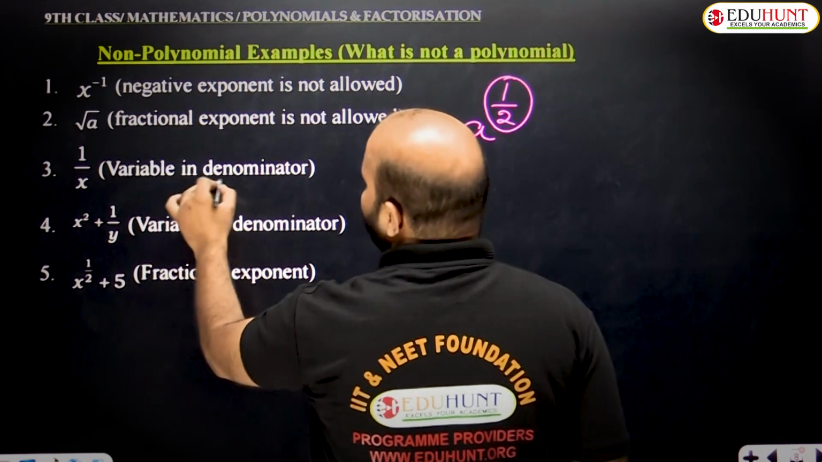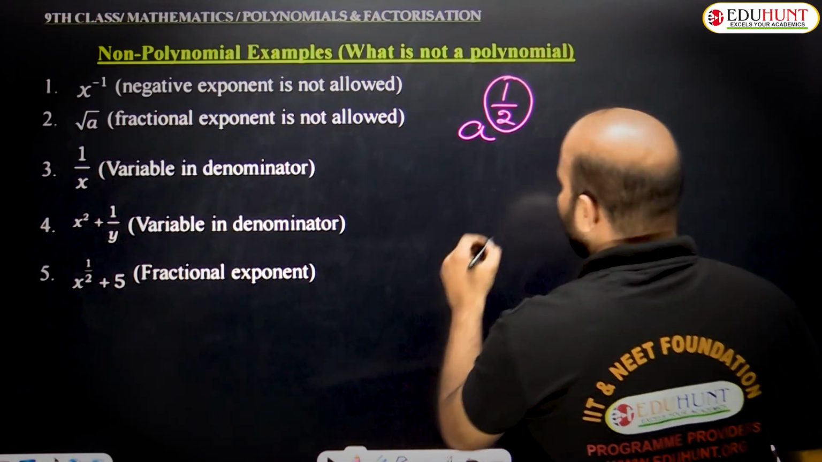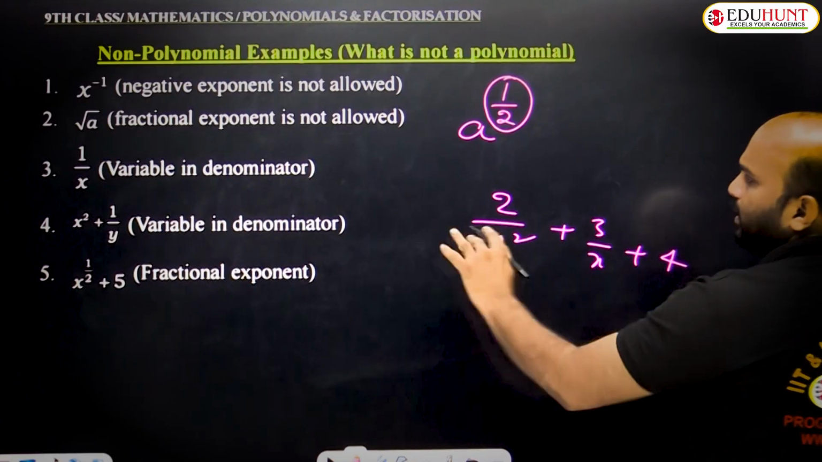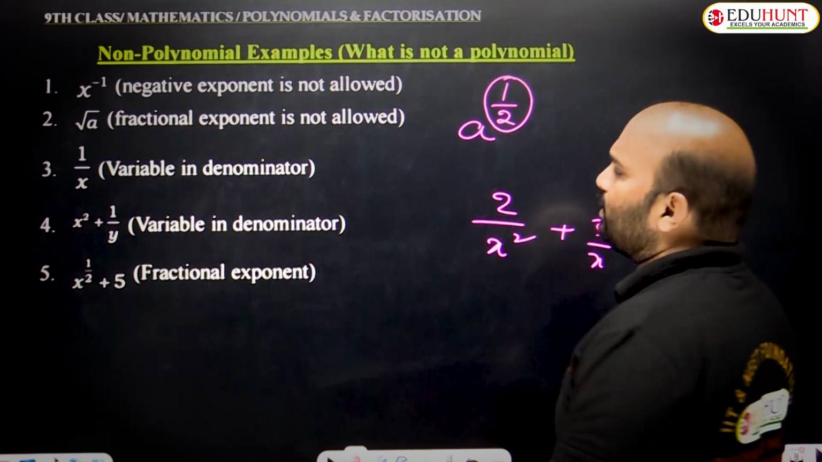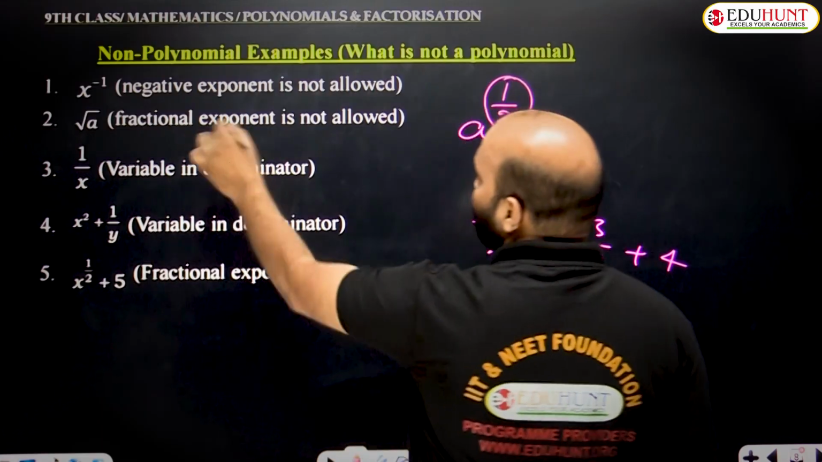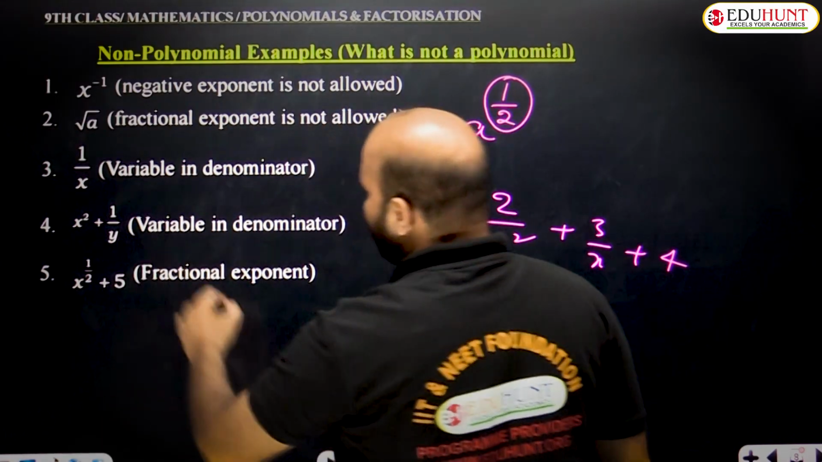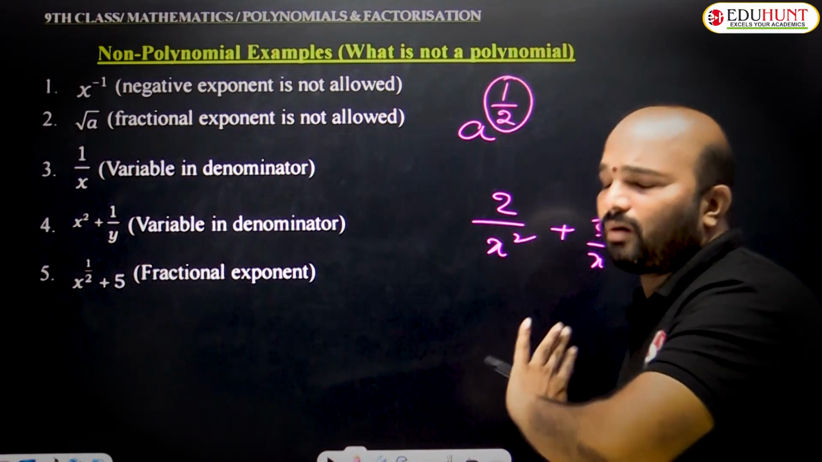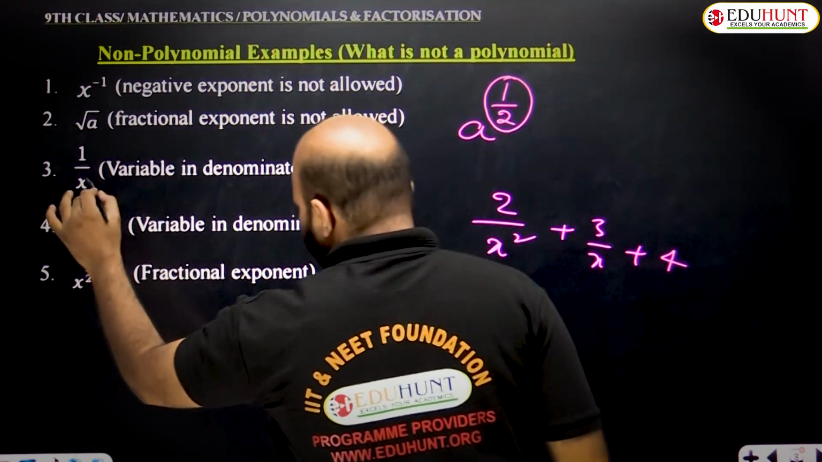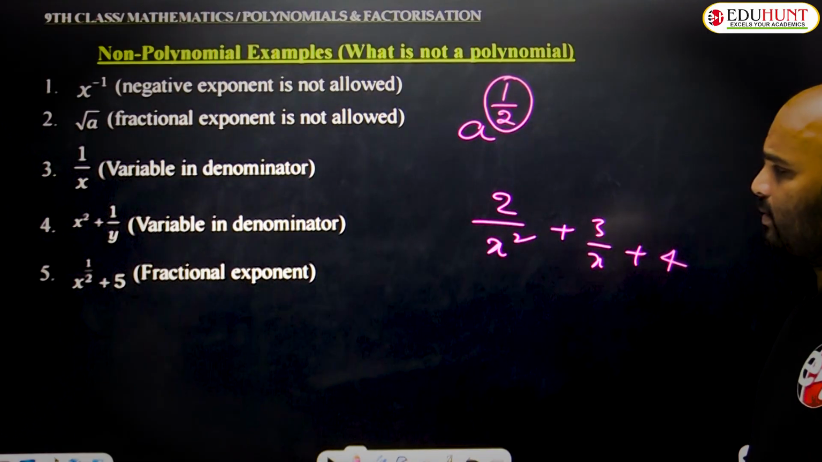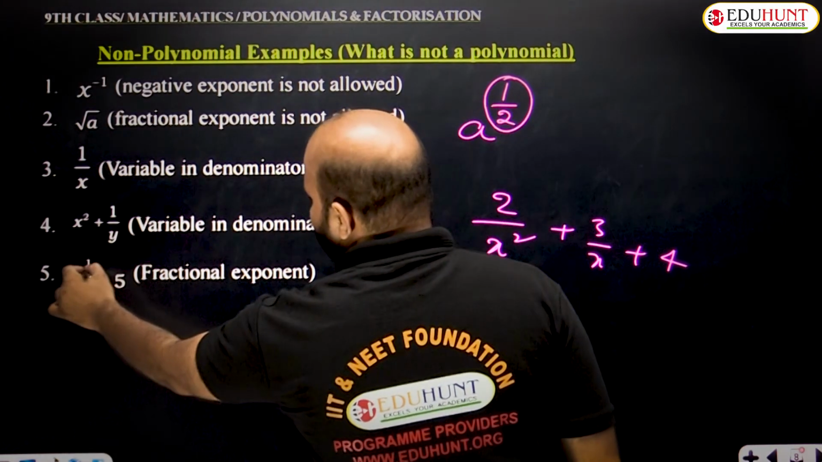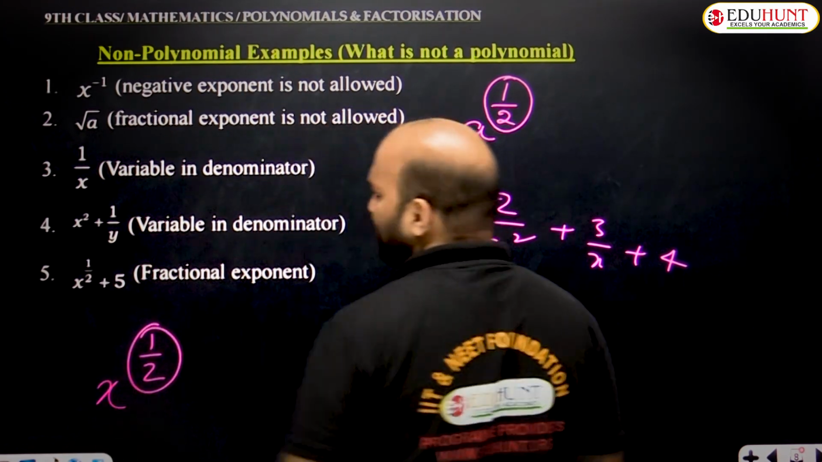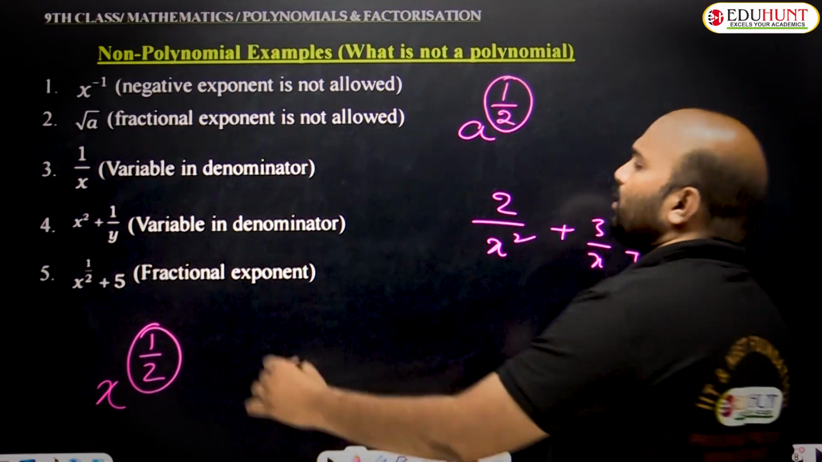Next, 1 by x: the variable is in the denominator. If the denominator is a variable, for example 2 by x square or 3 by x plus 4, it is not a polynomial, because a variable in the denominator is not allowed. The fourth one, x square plus 1 by y: the variable is in the denominator, so it is not a polynomial equation. Let's go to the fifth one, x power 1 by 2. It is a fractional value in the exponent part, so it is not a polynomial equation.